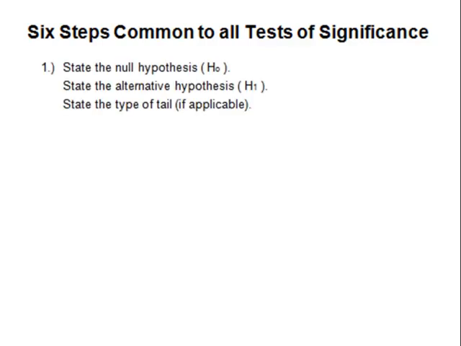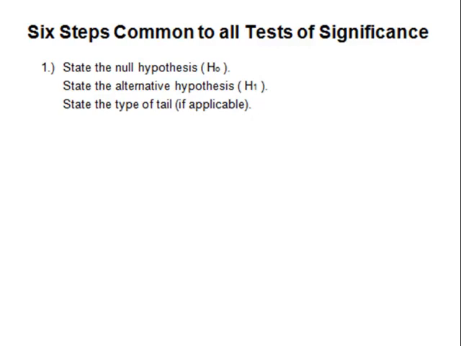Number 1, state the null. This is usually the assumed value for the population parameter. It should involve an equal sign. State the alternative. This is normally the claim. This is what the researcher believes. It should have a greater than sign, or a less than sign, or a not equal to sign.